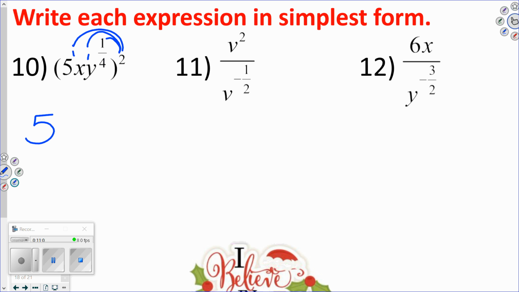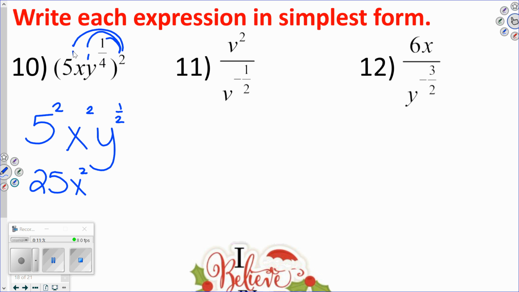The base of 5 stays a 5, and then 1 times 2 is 2. And I have a base of an x, 1 times 2. And then my base of a y, 1/4 times 2 is 1/2. Okay, so at that step, all I did was distribute to all of my exponents. Anything to clean up from there? Yeah, 5 squared is 25. Anything to clean up with x squared? No, you can say x squared.